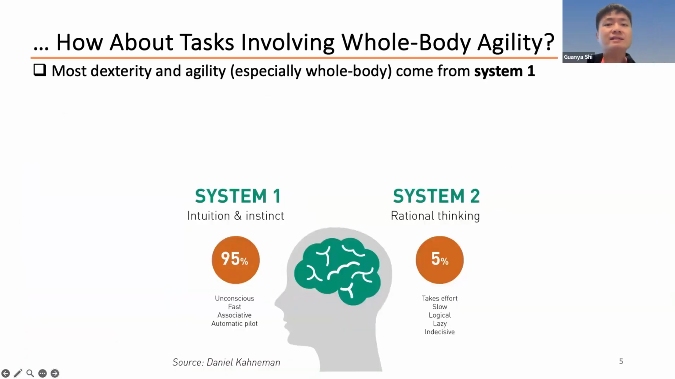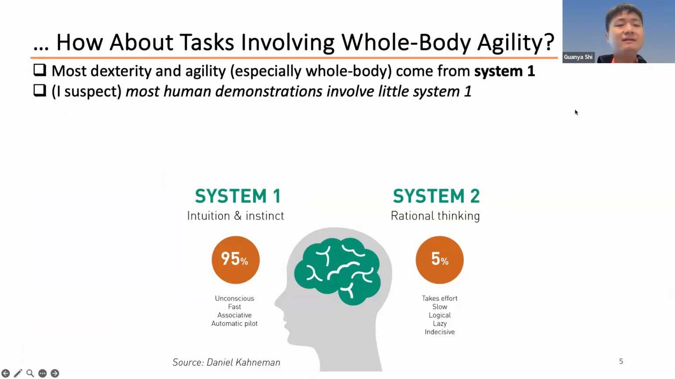So to summarize, I think most dexterity and agility, especially whole body agility, come from System 1 for humans, not System 2. In case you're not familiar, System 1 refers to intuitive, instinctive reasoning, the cerebellum, not necessarily the brain, and System 2 refers to slow, rational thinking. And I suspect most human demonstrations involve little System 1. I'm talking about teleoperation, right?